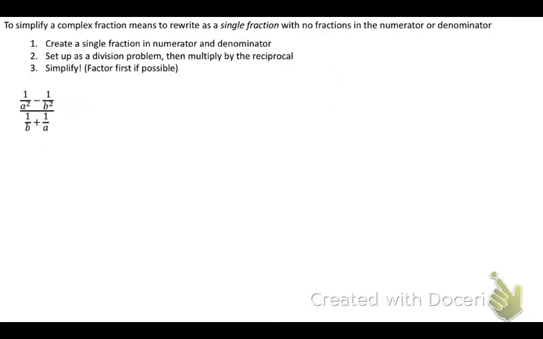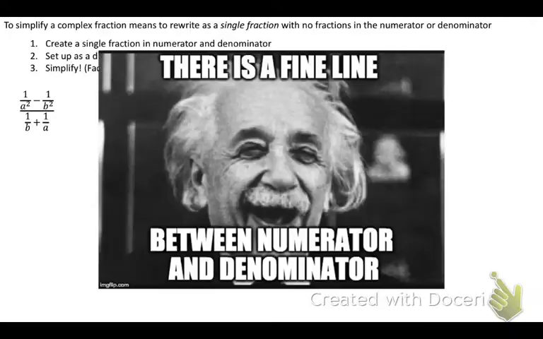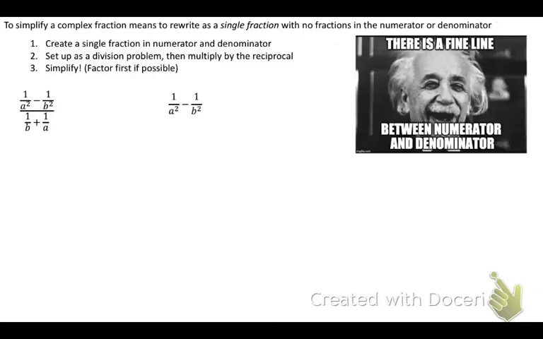This one, same thing, we need to get it to have a single fraction on the top and a single fraction on the bottom. So 1 over a squared minus 1 over b squared. Well, I can change that to negative 1 over b squared. Multiply that first fraction by b squared. Multiply the second fraction by a squared. So I'm going to be left with b squared minus a squared over b squared a squared. So that's what the top of this equals.